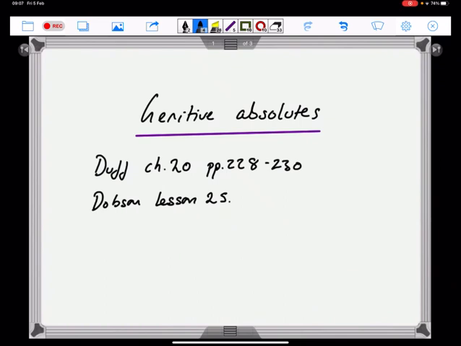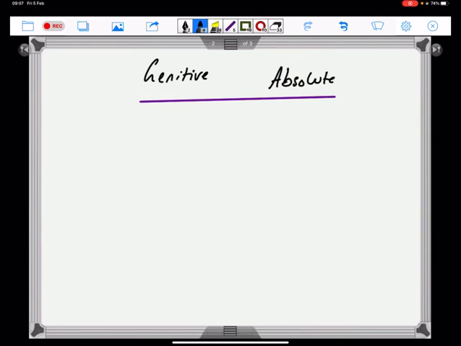Genitive absolutes are another one of those small syntactical arrangement things in Greek that are really, really useful in terms of giving background information to a sentence. They can look a bit weird if you don't know what's going on, but aren't really all that difficult. The two terms are the important things to think about.